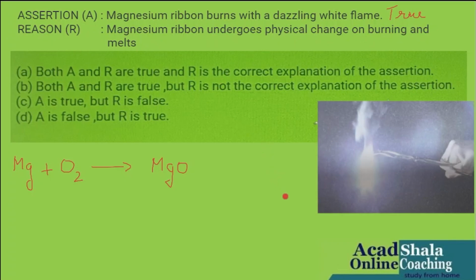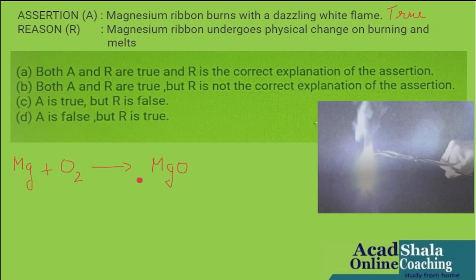After that, the reason says that magnesium ribbon undergoes physical change on burning and melts. Now, I have to think over what this statement is saying. I know that when magnesium ribbon is burnt in air, it burns with a white dazzling light and white colored magnesium oxide is formed as ash. And I have also written the equation over here.